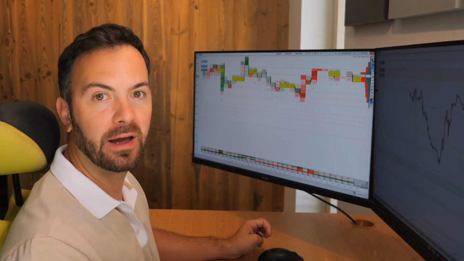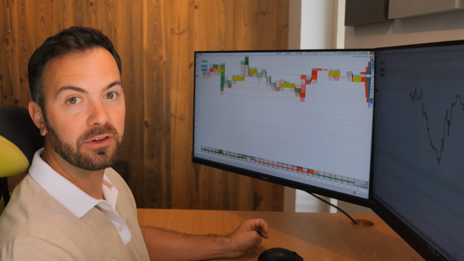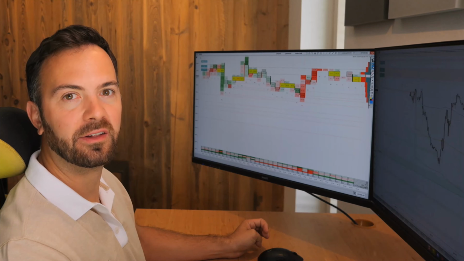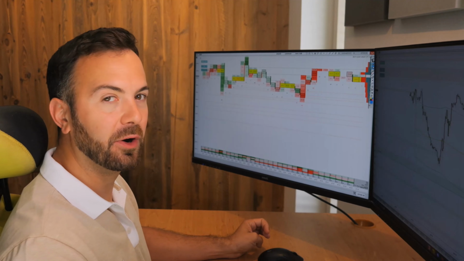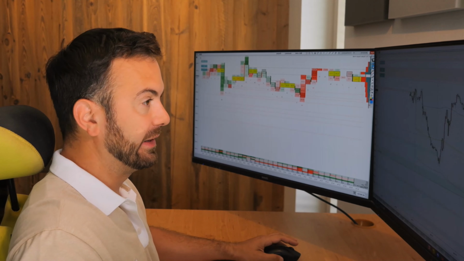Today we are going to look at 3 trading ideas. First on Euro, then we'll take a look at the New Zealand dollar, US dollar, and then on the Euro Canadian dollar. So let's take a look at it.